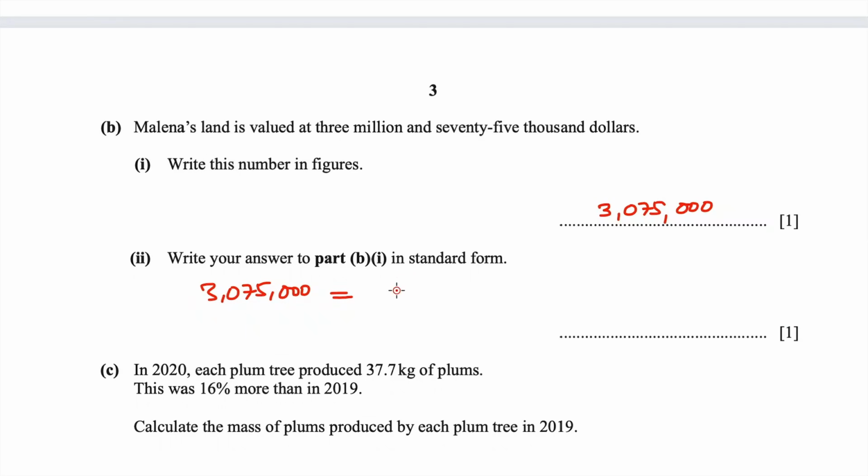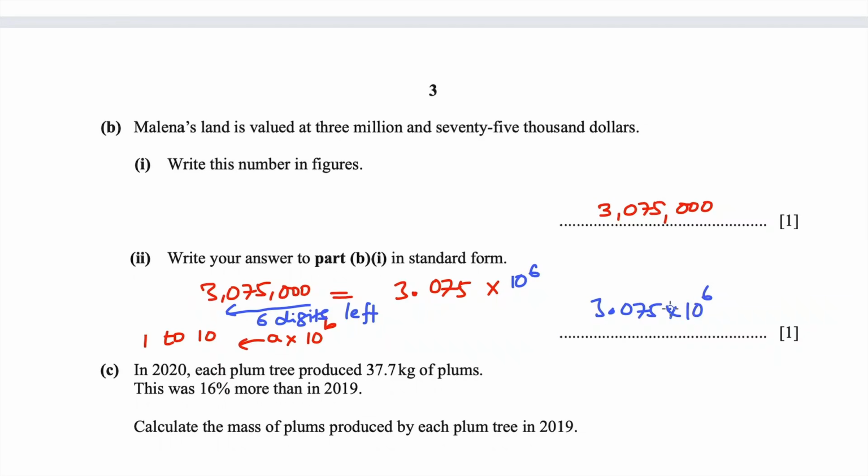3,075,000 is equal to, so this is in the form a into 10 power b, where a is in between 1 to 10, and so I will write it as 3.075 into, since these are all zeros we can ignore them. In order to write it as 3.075, how many digits did I go? I went 6 digits to the left, and so this is into 10 power 6. So the answer is 3.075 into 10 power 6.